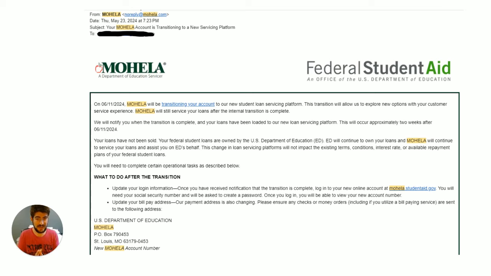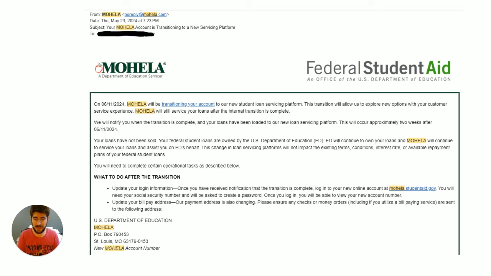Now, technically, this person is going to be keeping MOHELA. This is actually not an example of somebody who is losing MOHELA. They're keeping MOHELA. The loans are just transferring to this new portal, and MOHELA is going to be using a new back-end processing system to manage everything.